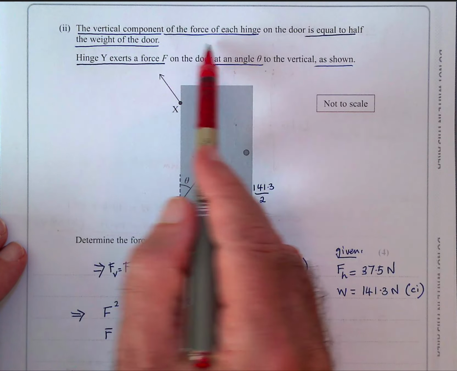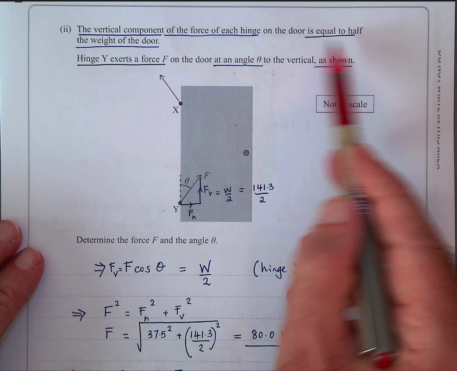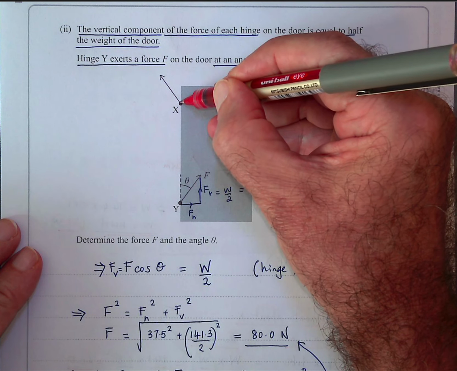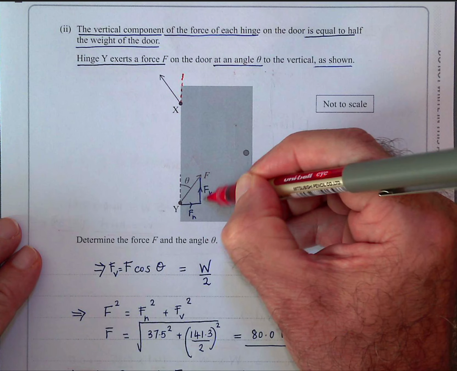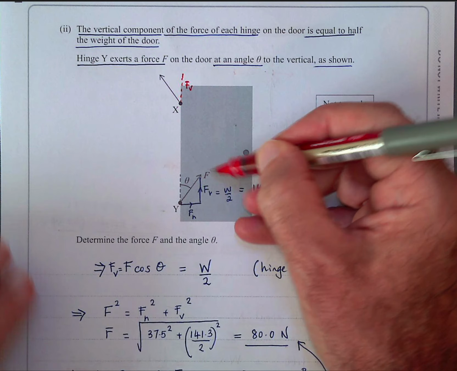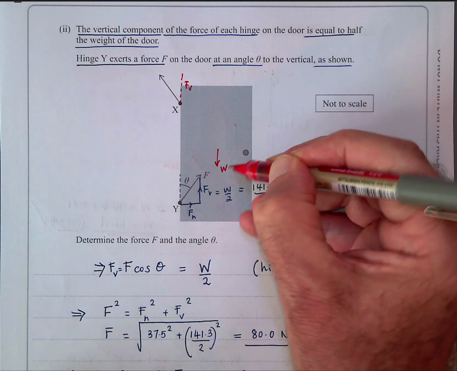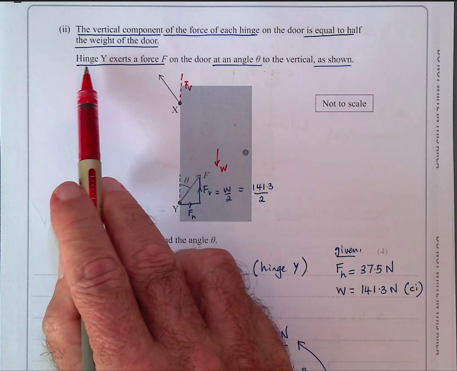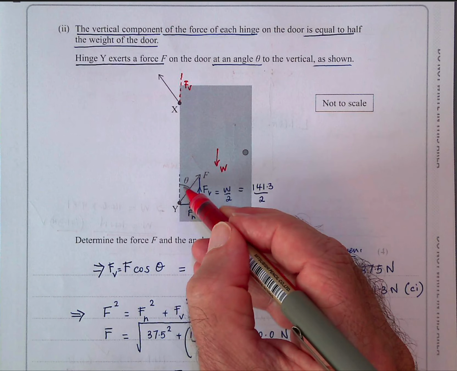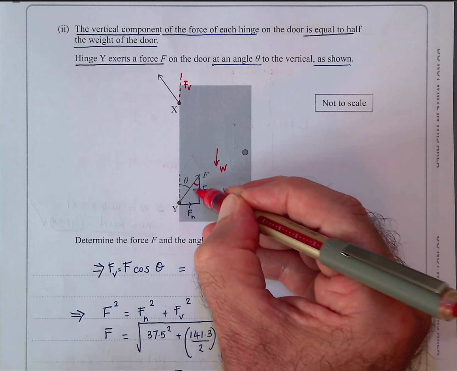The vertical component of the force of each hinge on the door is equal to half the weight, they're saying. So the vertical component of X and the vertical component of Y are each taking half the weight. Remember, the weight was acting downwards. Hope that makes sense. The hinge Y exerts a force on the door at an angle theta. Here's the angle theta. They want you to work it out. So this angle is also theta.